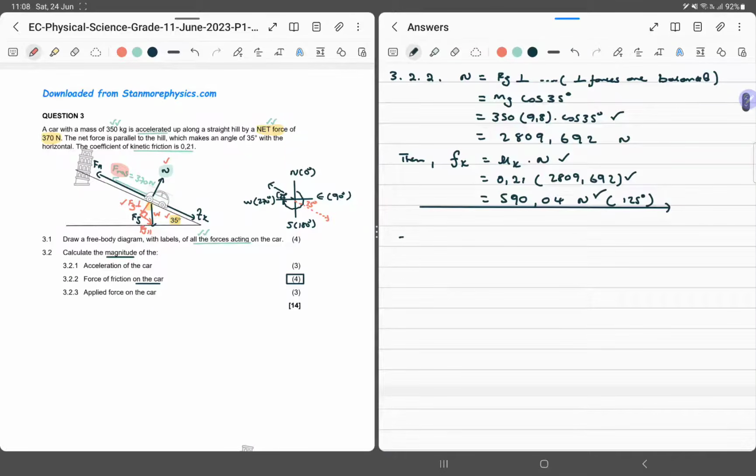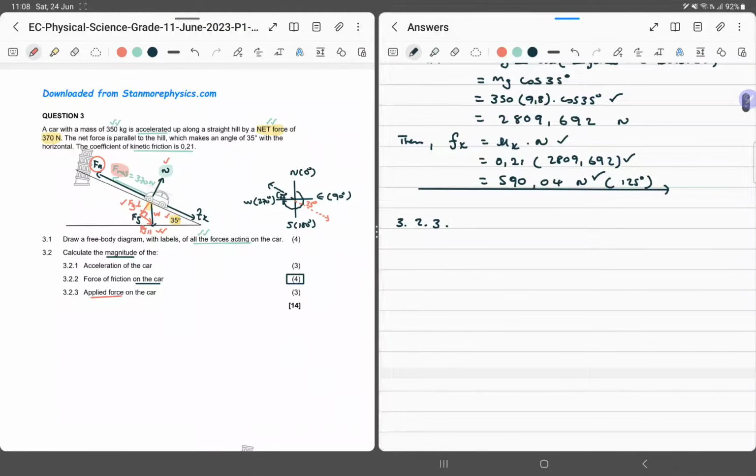So 3.2.3, it says now the force applied on the car. So we want this guy. Now for us to do that, we need all the horizontal forces. So that means we need our FG parallel. We know the friction. Then we just will be able to work out the business. So let's start here.